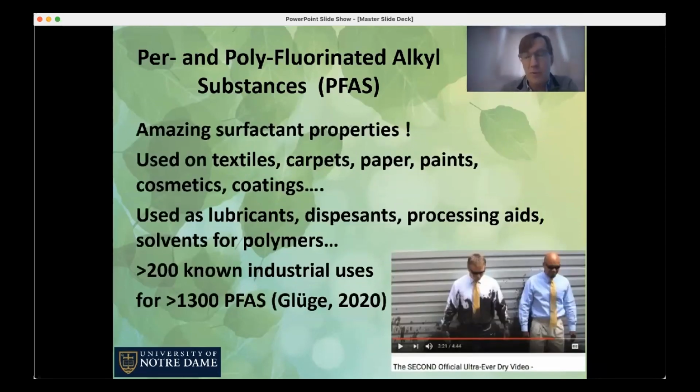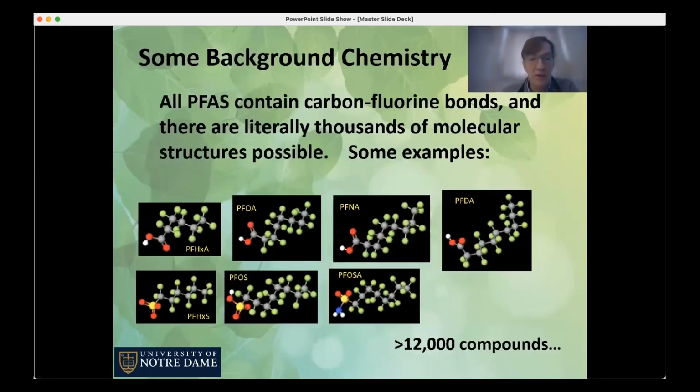They have amazing properties. They are a surfactant. You can see the fellow on the right here treated with a PFAS outfit, and the guy on the left is not. They're used on carpets, textiles, paints, cosmetics, coatings, you name it. They're a type of lubricant or surfactant that's used everywhere. There are over 200 known industrial uses already, of over 1,300 specific PFAS, out of the 12,000 that we know exist. Some of those are not commercially made. They're degradation products of the original ones, but they're all different types of PFAS.